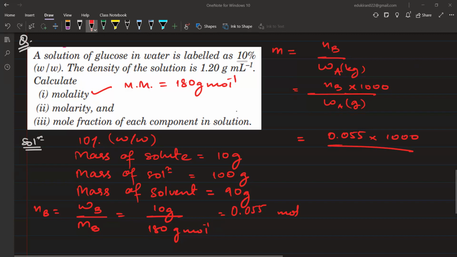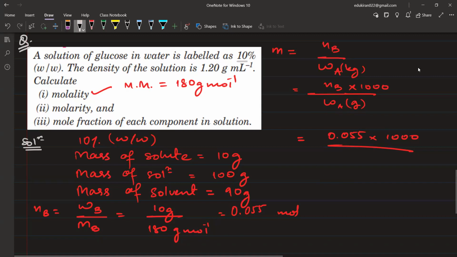What is the formula for molality, Martin? Martin, can you please keep your mic on? Please don't turn your mic off. Okay, Martin, keep your mic on. Sure, sir. Molality is WB into 1000 divided by MB into WA. What is molality? Tell me in terms of molality. Molality is the number of moles of solute present per kilogram of solvent. Okay. So what is the formula?